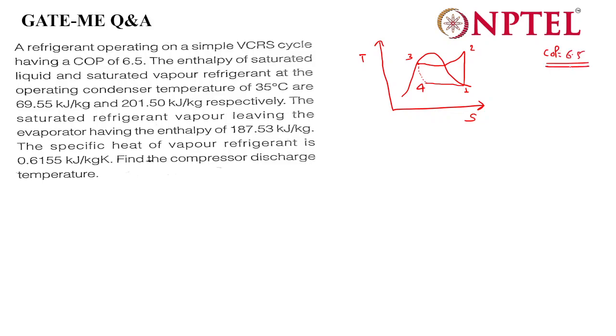If someone got the answer, let me know. The enthalpy of the saturated liquid and saturated vapor refrigerant at the operating condenser temperature of 35 degrees Celsius are given. So this temperature, right? 35 degrees Celsius. H3 is given. What is H3? H3 is this. What is the value? 69.55 kilojoule per kg.